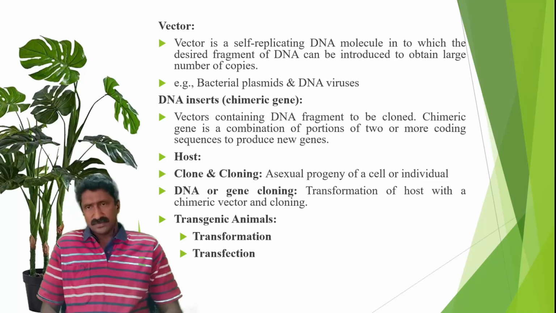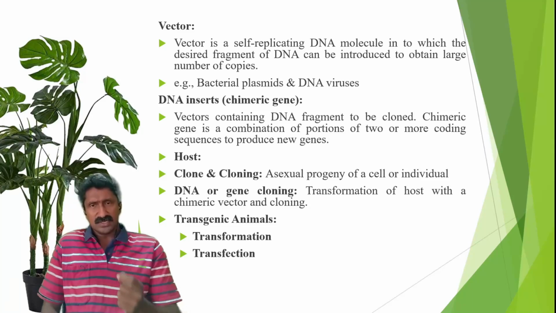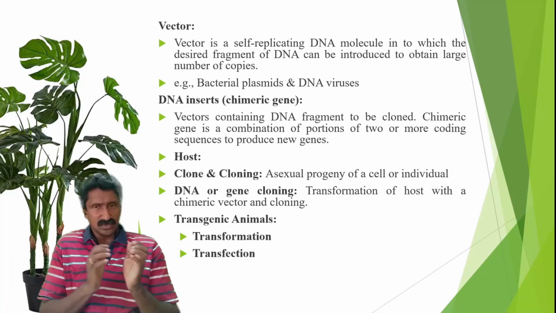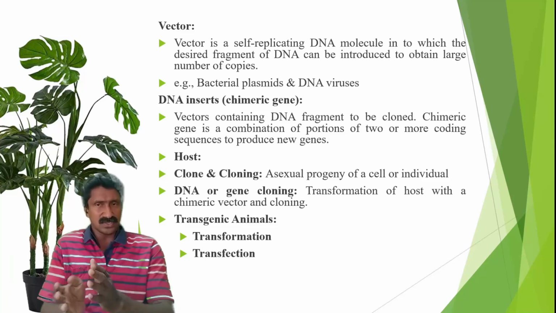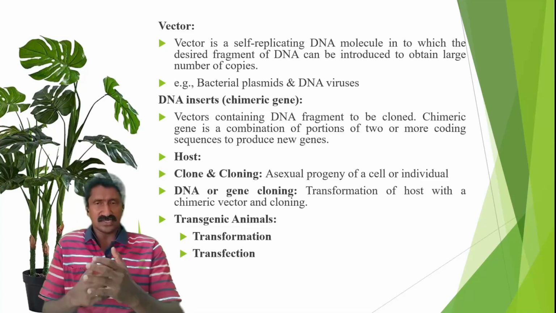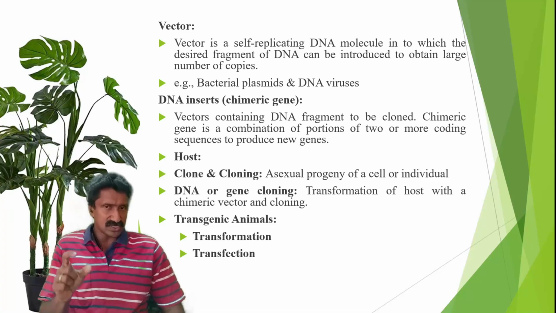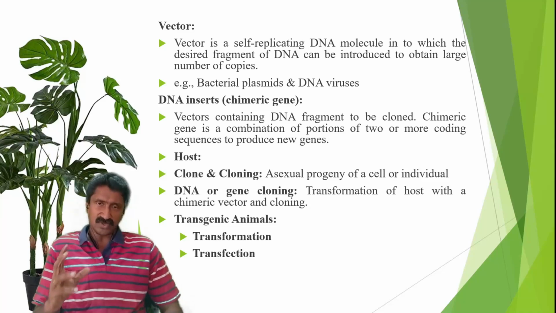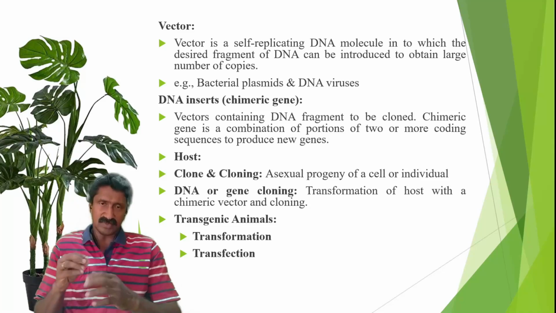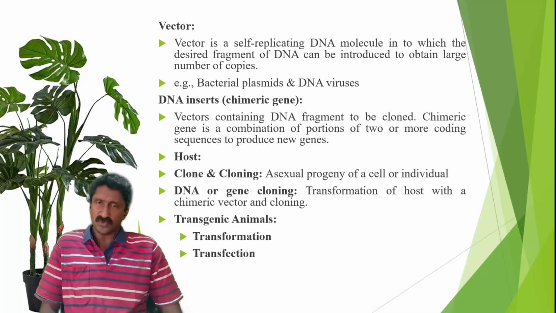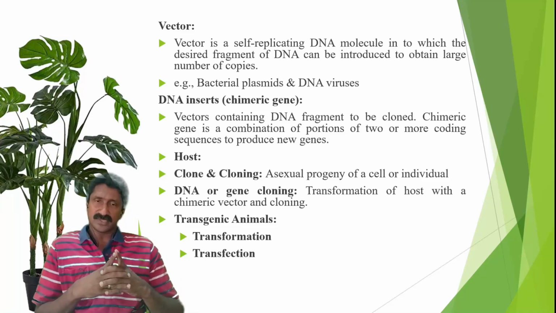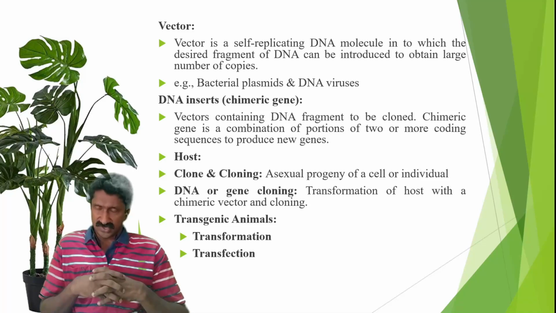Now there is a vector. As we mentioned, the recombinant DNA is the chimera, the vector which is inserted with your target gene or target sequence. The vector is a self-replicating DNA molecule into which the desired DNA fragment can be introduced to obtain a large number of copies. There are bacterial plasmids, DNA viruses, etc. All these are different vectors.